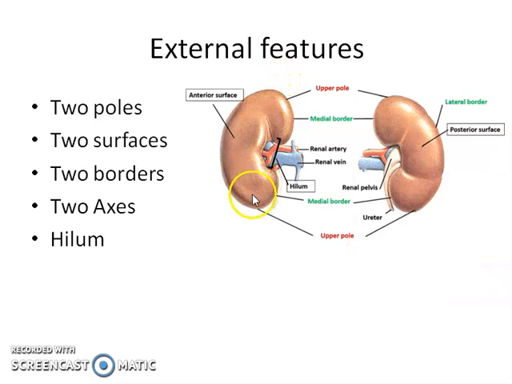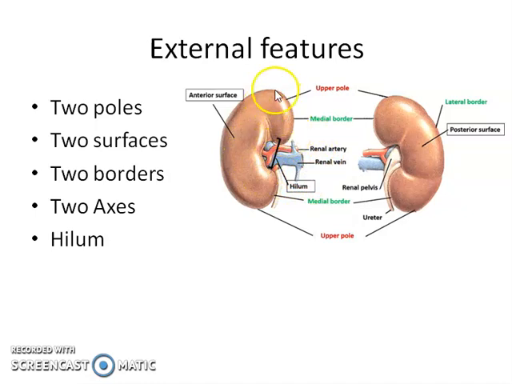As in this diagram you can see the external features very well, in which they show there are the two poles, the upper pole, the lower pole, two surfaces. This is the anterior surface and this diagram is showing the posterior surface of the kidney. Then there are the two borders. This is the lateral border and this is the medial border. Then there are two axes. This is the longitudinal axis and one is the transverse axis, and this is the hilum. So these are the external features of the kidney.